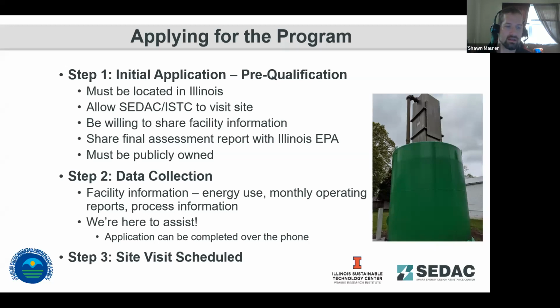Next, you have to be willing to share your final assessment report with the Illinois EPA Energy Office. This is not a regulatory report or anything like that. It's not being used for that. But the office does want to gather this information and then track implementation in the future just to see the effectiveness of the program and how it's working. So we do have to agree to share that report with the EPA Energy Office.